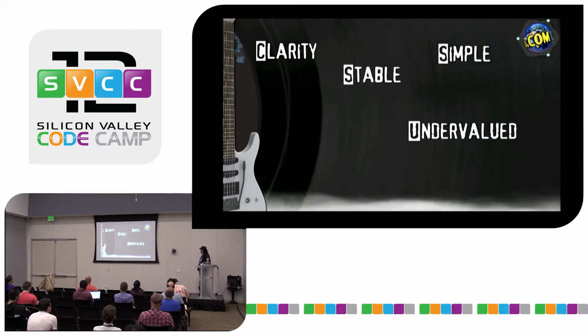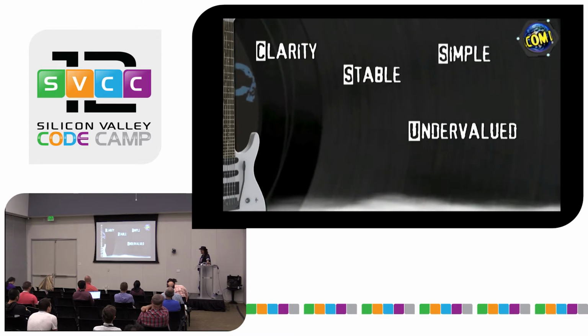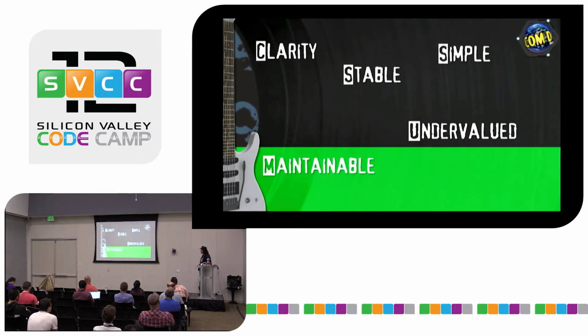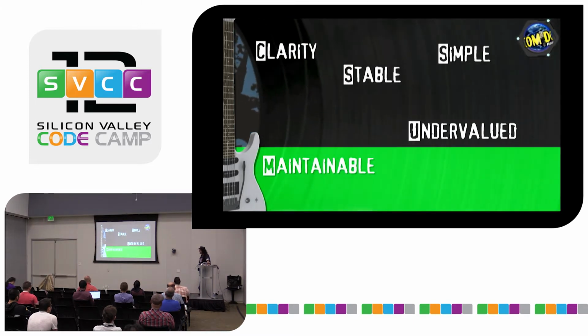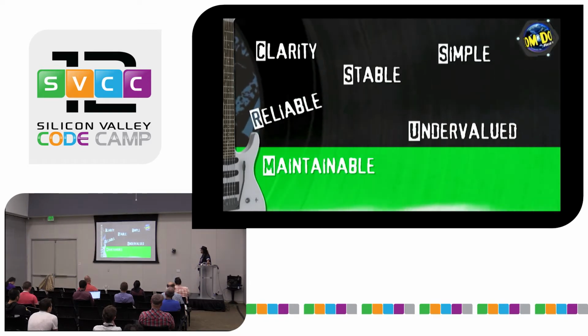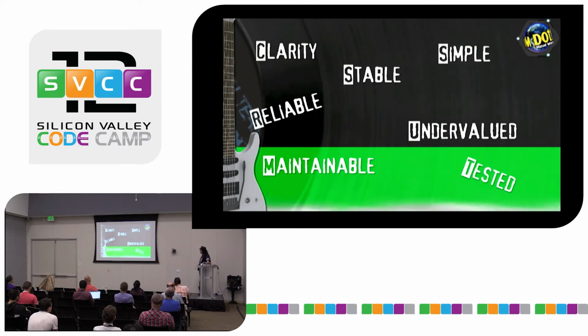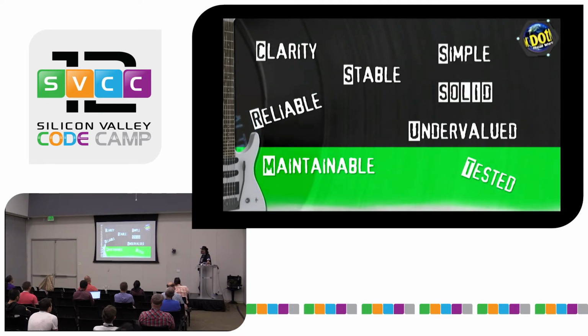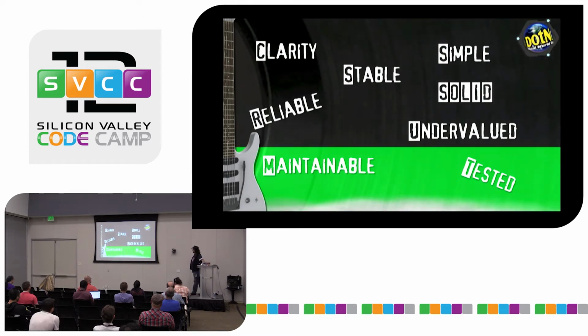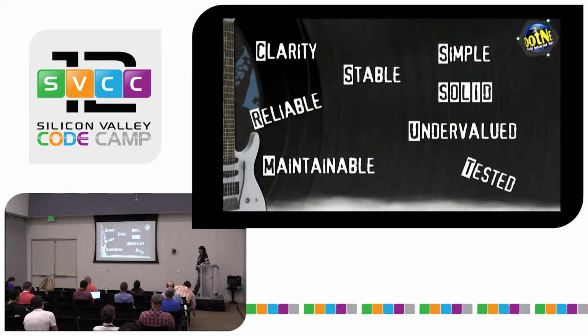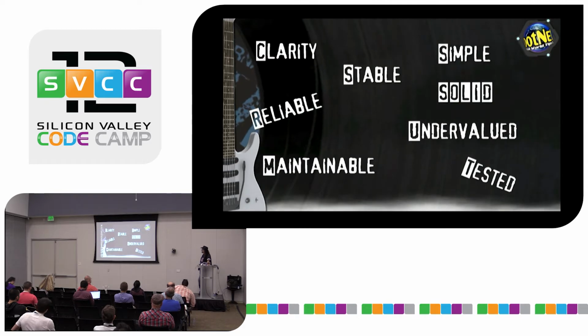Undervalued. Code quality is immensely undervalued in most of what I see. Maintainability. Reliability. Tested. And then, of course, someone said SOLID principles. So I like all these. And all of these are very important for you to think of as you're architecting or coding your apps.